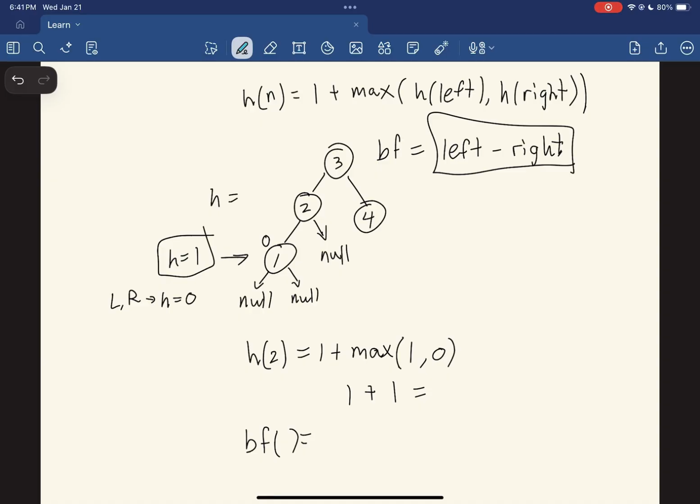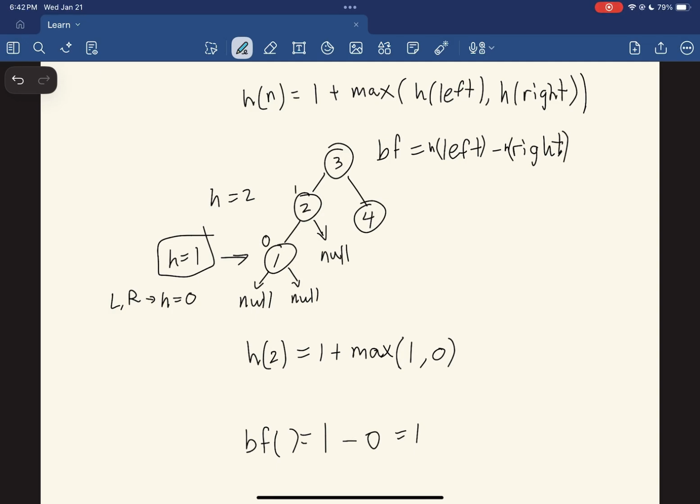So h equals 2. What about the balance factor? Balance factor is just left minus right. And by the way, it's height of left minus height of right, okay? So the height of 1 minus 0, and you get 1. So the balance factor for node 2 is 1.